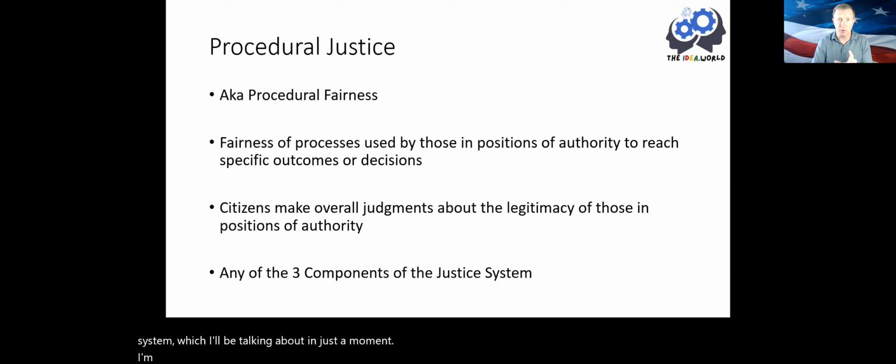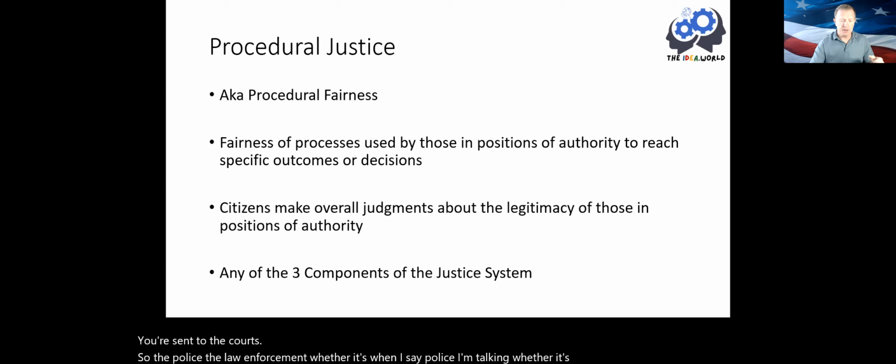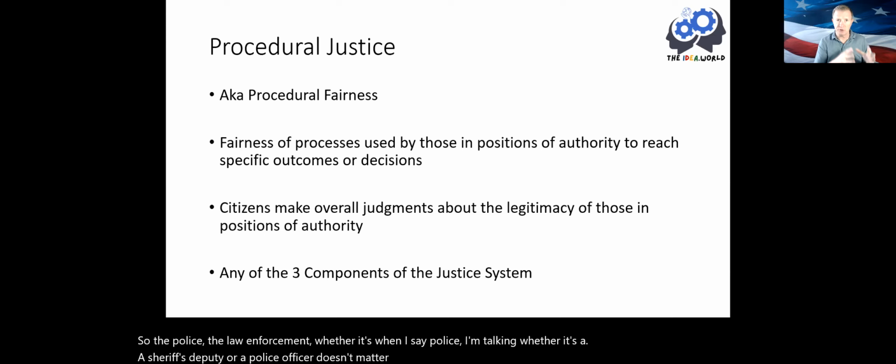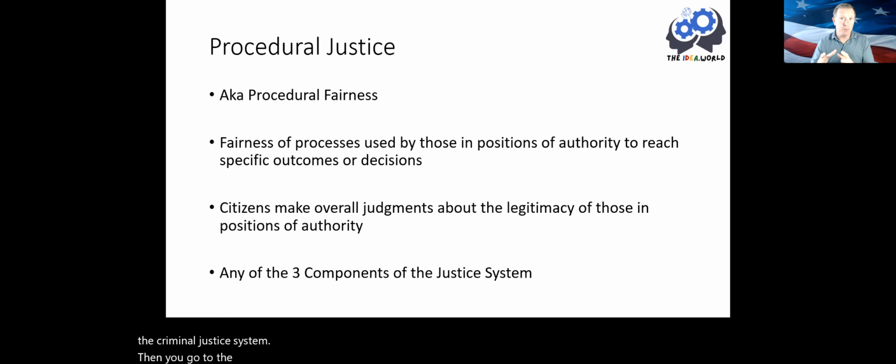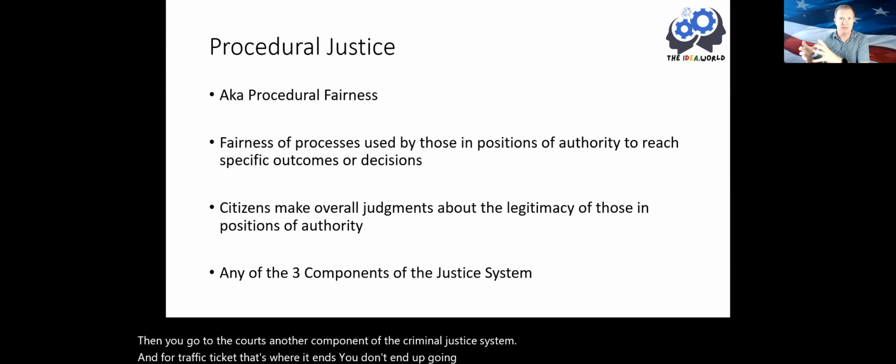I'm going to use this example because a lot of people have been in this situation. You get a traffic ticket. You get pulled over by the police. You're sent to the courts. When I say police, I'm talking whether it's a sheriff's deputy or a police officer, it doesn't matter. You're stopped by a law enforcement officer. That's one component of the criminal justice system. Then you go to the courts, another component of the criminal justice system. And for a traffic ticket, that's where it ends. You don't end up going to a correctional facility, the third component.